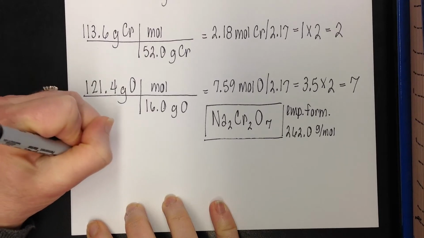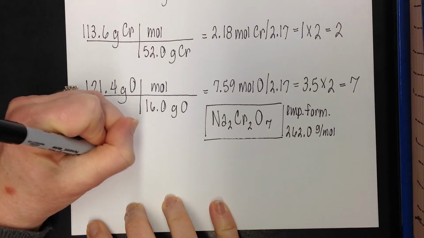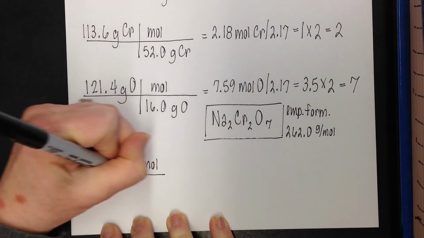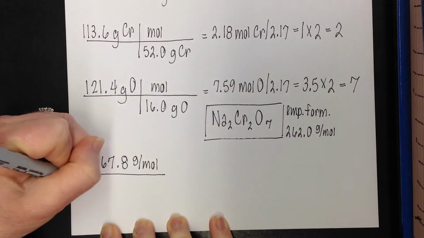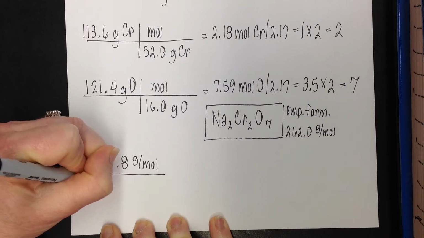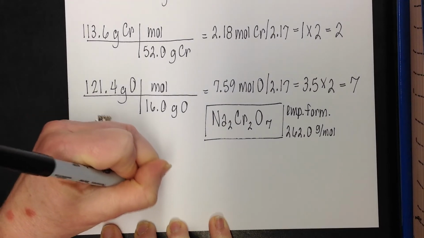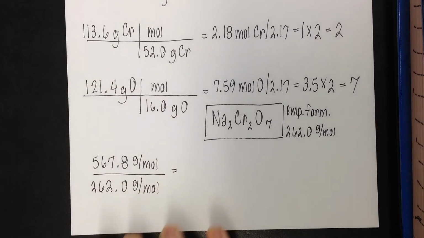So 567.8 grams per mole divided by the mass that you just found, 262.0 grams per mole. Keeping those units right. Just because we're in a pandemic doesn't mean we can get slack on that, because it will eventually end and we're going to still have to be good chemistry students.